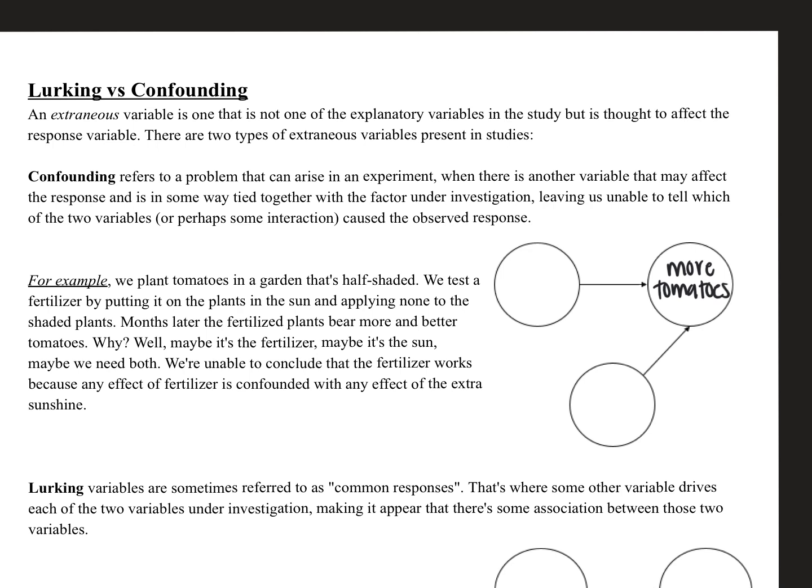It could have been caused by the fertilizer, which is what you looked at, but it also could have been caused by the sun, or a combination of the 2. So a better way to do this would be, you can still have your tomatoes in a garden that's half shaded, but the half that's in the sun, half of them get fertilizer, half of them don't. Same thing with the shade, half of them would get fertilizer and half of them don't. And that way you can see whether it's just fertilizer, just the sun, or a combination of the 2.